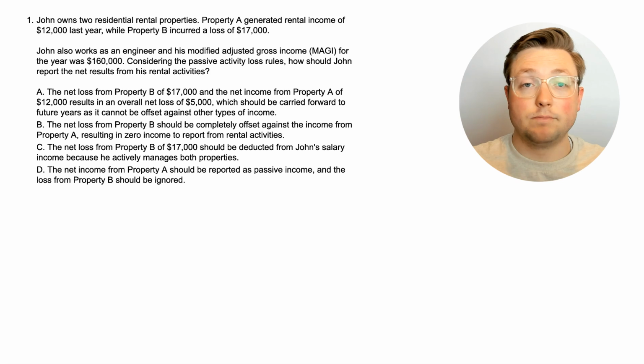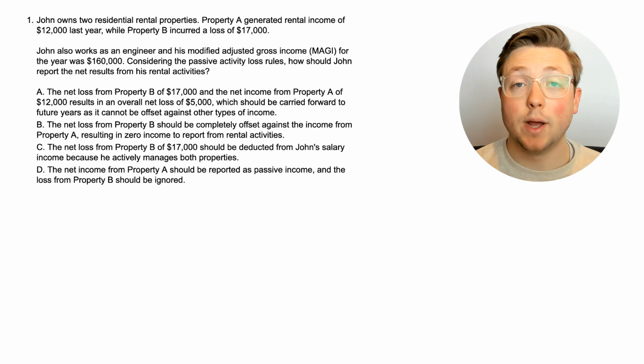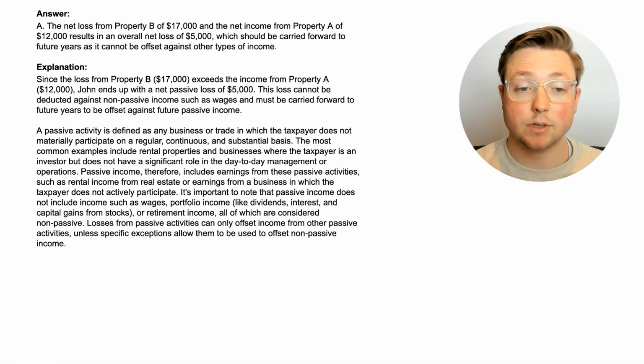Okay, there's a whole bunch of different options here, but if we don't really know how the passive activity loss rules work in the first place, then this is going to be really difficult. So let's go ahead and dive straight into the answer to start learning how this works. Okay, it looks like the answer is that the net loss from property B of $17,000 and the net income from property A of $12,000 results in an overall net loss of $5,000. Okay, that makes sense, which should be carried forward to future years as it cannot be offset against other types of income. Okay, let's read the explanation here.